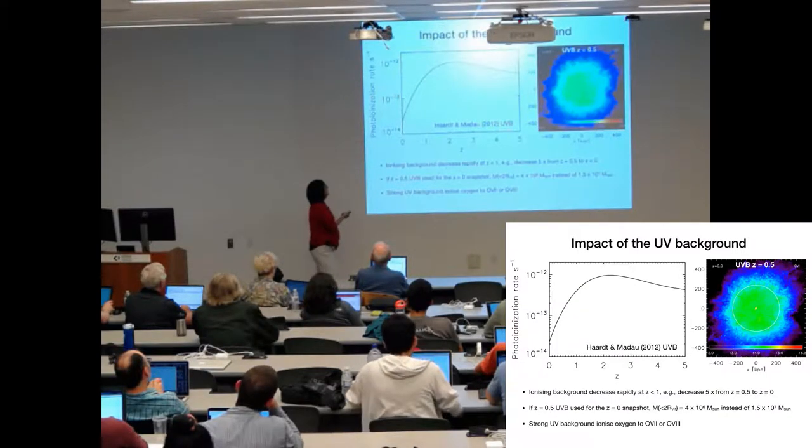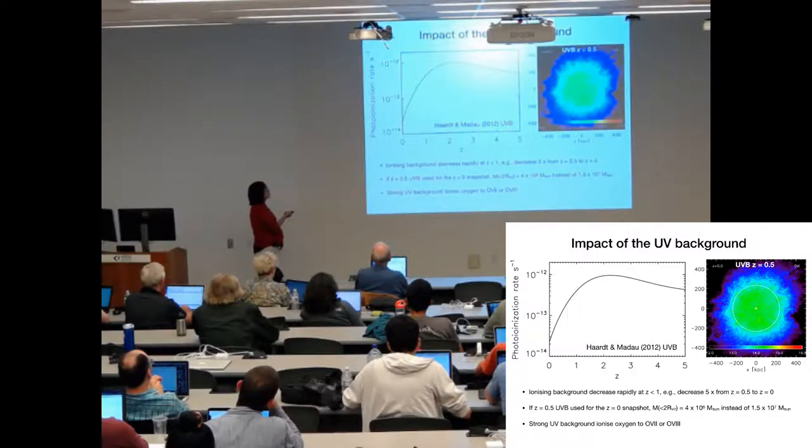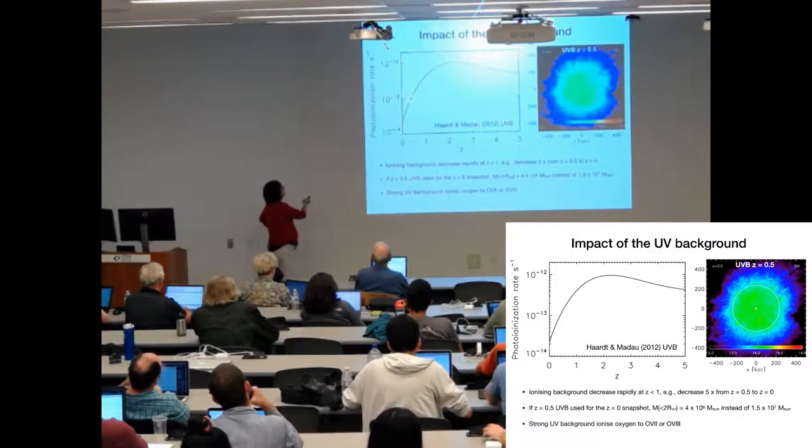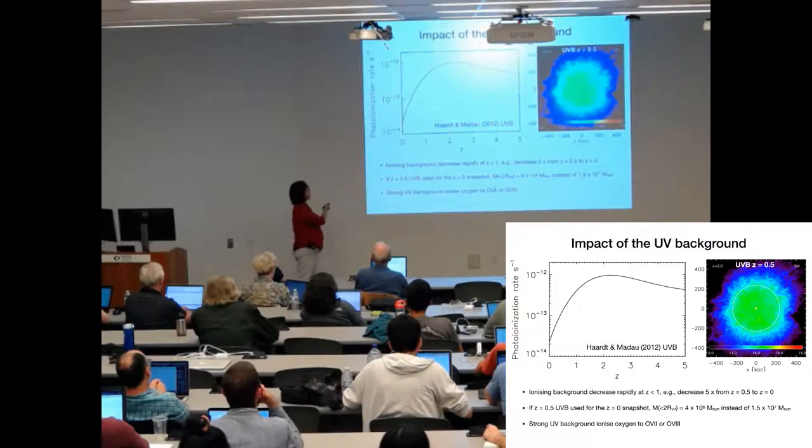Photoionization has such a strong impact towards the lower redshift because if you look at the ionization rate, it has actually dropped dramatically. It changes a lot from redshift 1 to redshift 0. Between redshift 0.5 and redshift 0, there's a large drop, a factor of 5 drop in ionization rate.